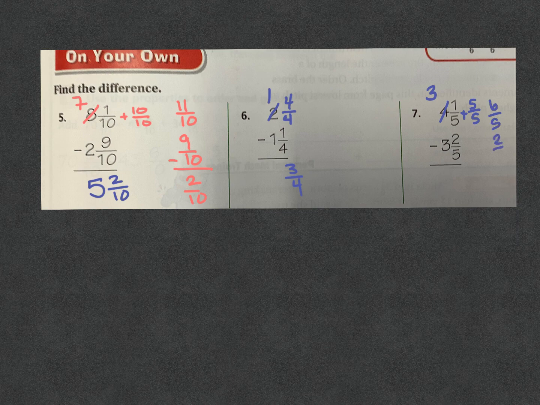I can take 2/5 from 6/5, no problem. 6 minus 2 is 4. So my fractions end up being 4/5. And now I look at my whole numbers. 3 minus 3 is 0. So I don't have to write anything there. If it's 0, it's nothing. Nothing is nothing. I can put the 0, but you don't need to.